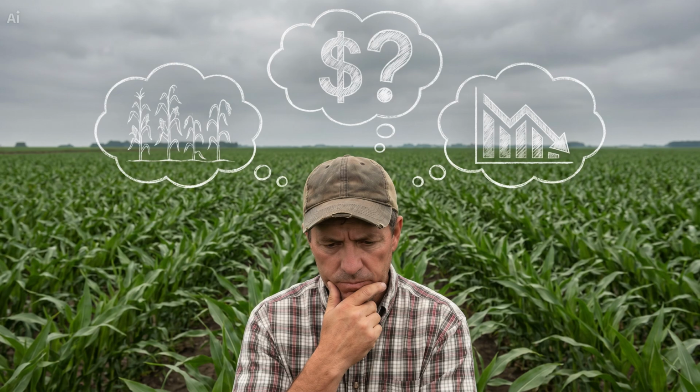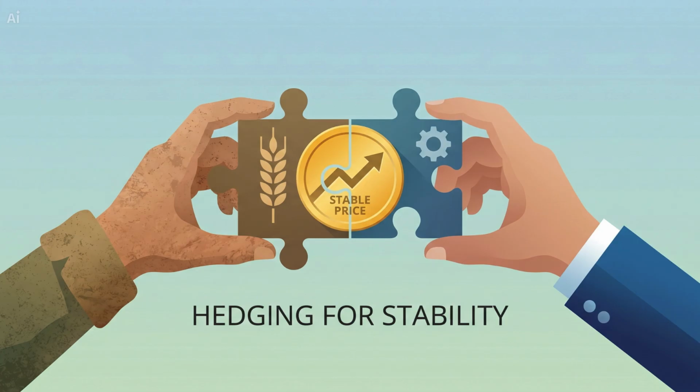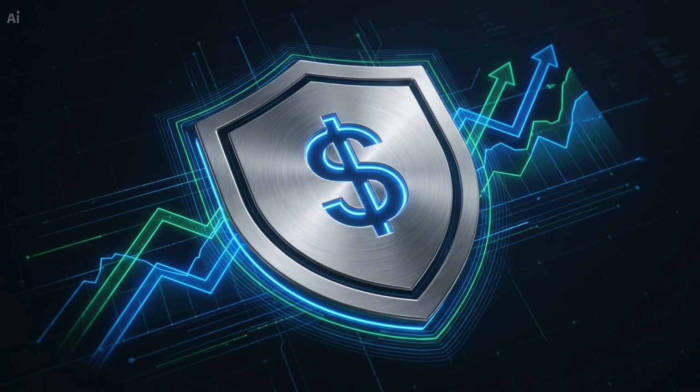Imagine you're a farmer growing corn. You don't know what corn prices will be 6 months from now. To protect yourself, you can lock in a selling price today using a futures contract. At the same time, a food company might want to lock in a buying price to protect against rising costs. This is called hedging. Today, futures markets are also used by speculators who trade price movement for profit.